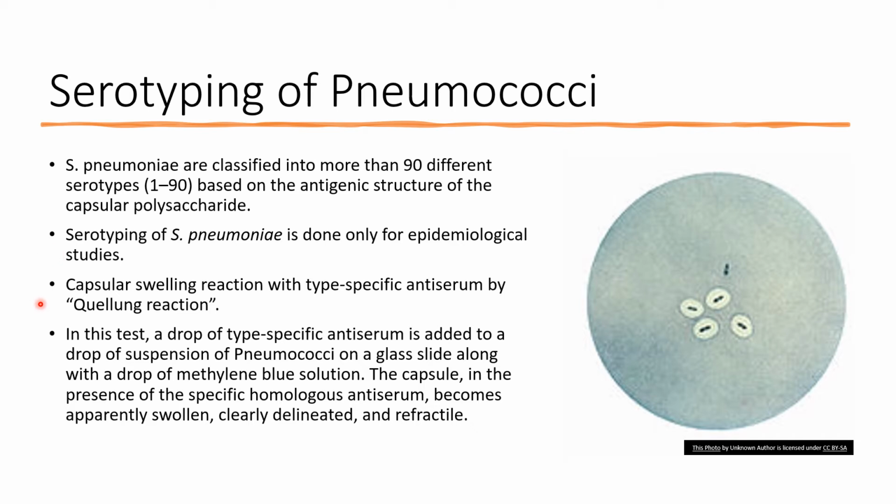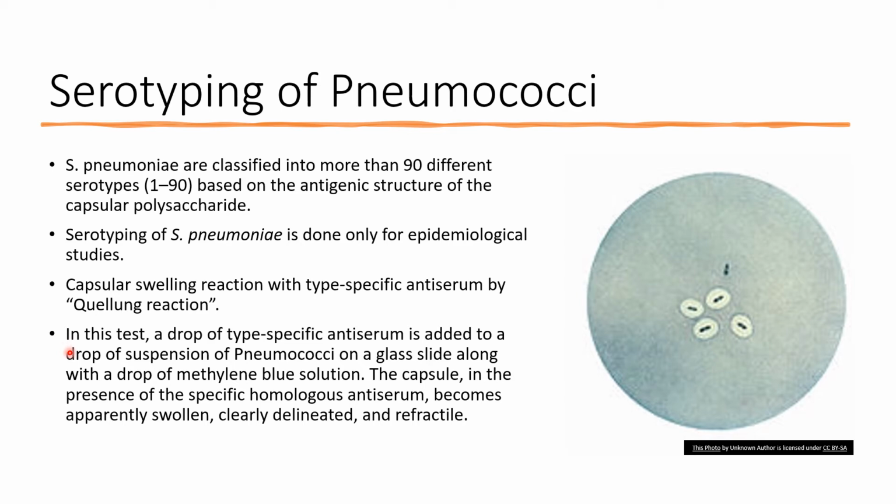This serotyping of pneumococci is done mainly based on the capsular swelling reaction. You can call it the capsular swelling reaction, or you can also call it the Quellung reaction. Why Quellung? The reason is that in German, Quellung means swelling. So when the capsule undergoes swelling in this reaction, we call it the Quellung reaction. It is called the capsular swelling reaction because basically the test is done in that way.